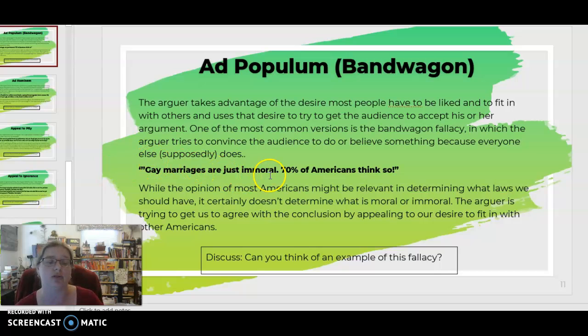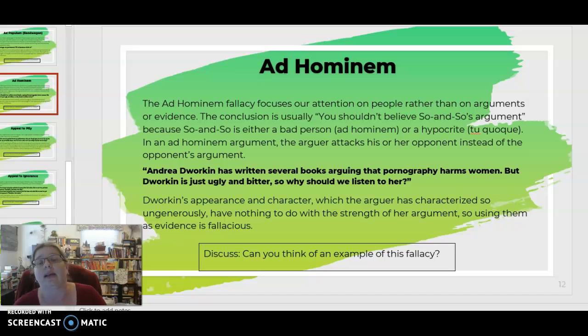So, gay marriages are just immoral. 70% of Americans think so. Just because 70% of people think so, that doesn't necessarily say that those 70% of people are right, I guess, is the point. So the bandwagon is a fallacy, and it's not a good argument.